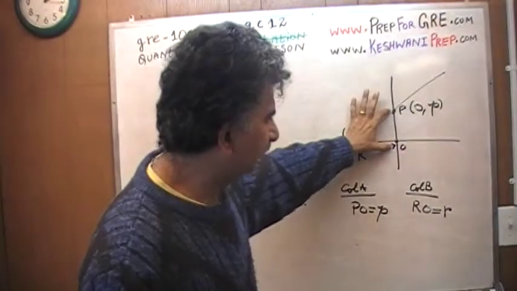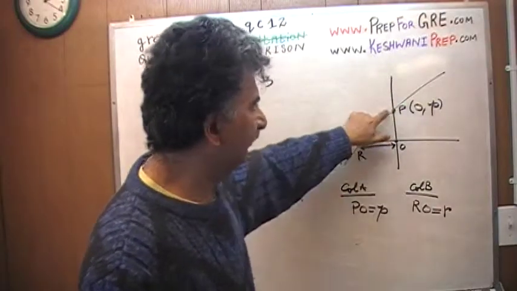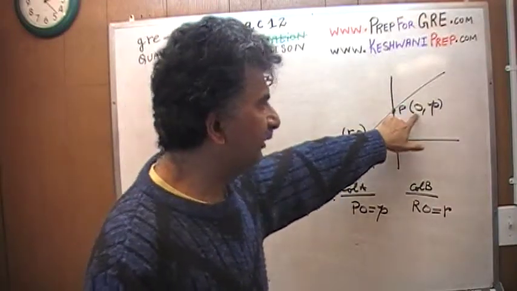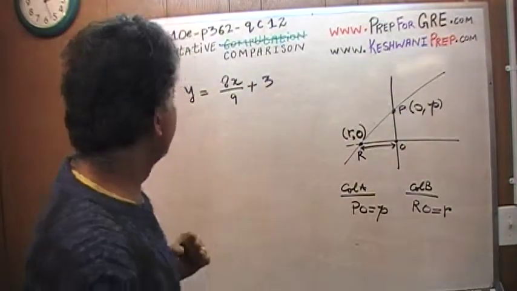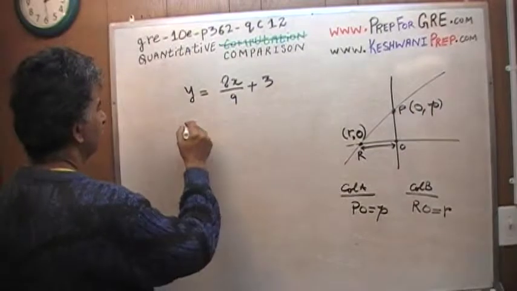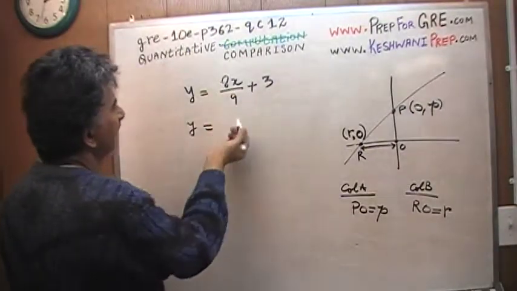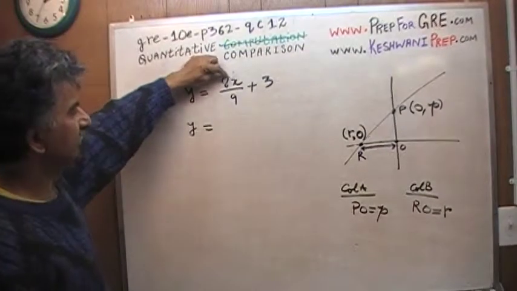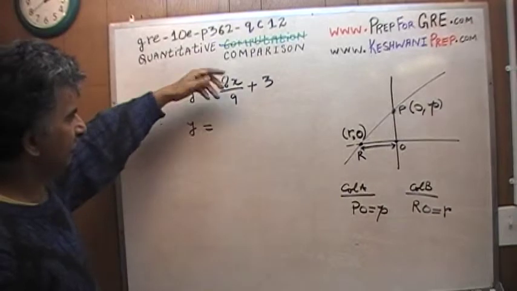To calculate the distance at which the line intersects the y-axis, we substitute 0 for x in this equation and solve for y. So let's do it. Substitute 0 for x. So y equals, well, 0 times anything is 0. So 0 times 8 is going to be 0. 0 divided by 9 is 0.